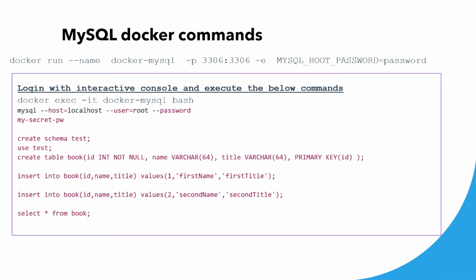Let us go ahead and build some containers. We are going to create a Docker container using this command. Then we'll log in through an interactive console with this command and execute the following commands through CLI. That will create a schema, then create tables and show the content.